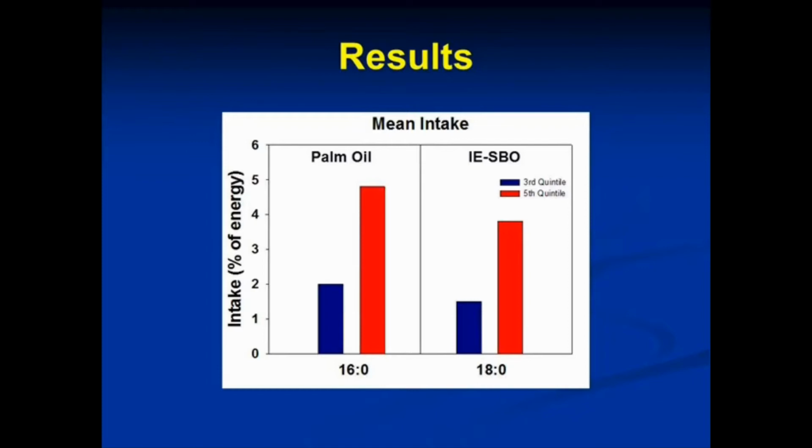So if all of the application appropriate substitutions were made, so the baking, shortening substitutions were made with palm oil, we would see intakes as a percent of energy about 4.8%. Not all that is necessarily going to be interesterified fats, but this would be the upper limit.